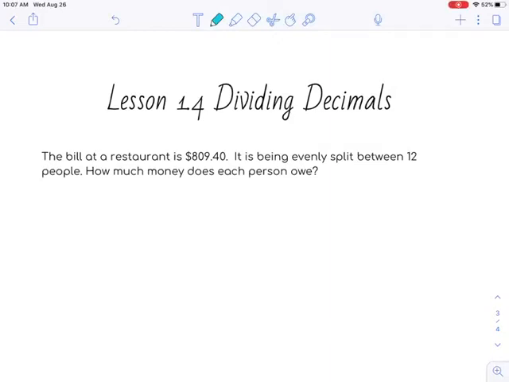Hi everyone, today we're going to be talking about how to divide decimals. So example 1, the bill at a restaurant is $809.40. It is being evenly split between 12 people. How much money does each person owe? Okay, so we have $809.40 and it's being divided by, or split between, 12 people. So this 12 over here, this is our divisor.